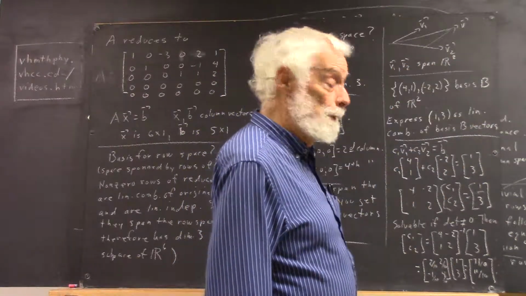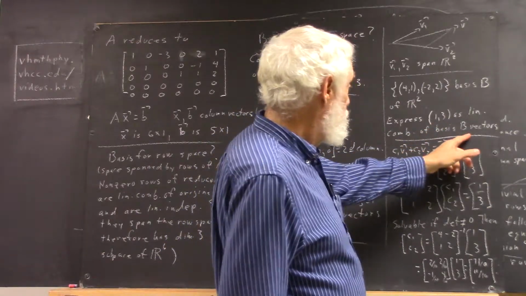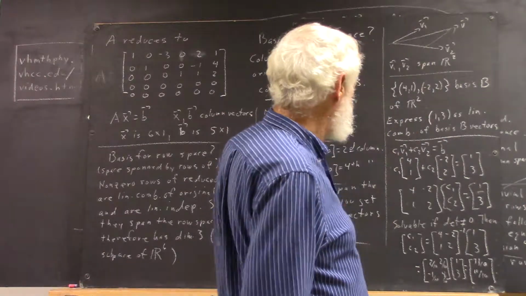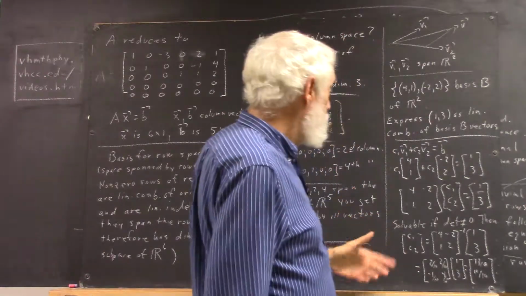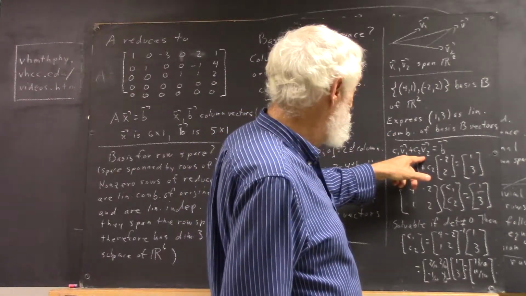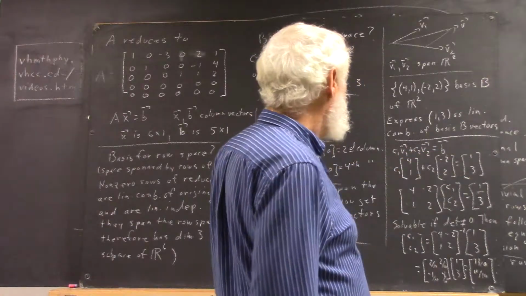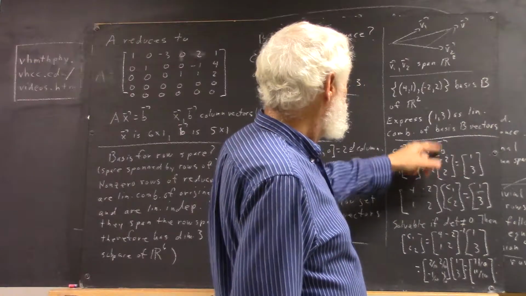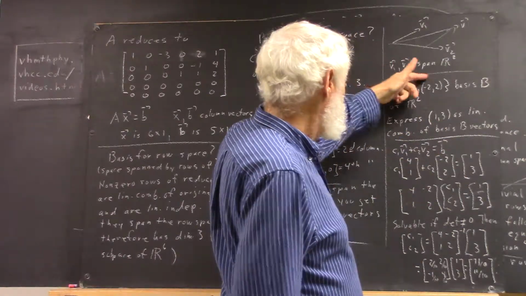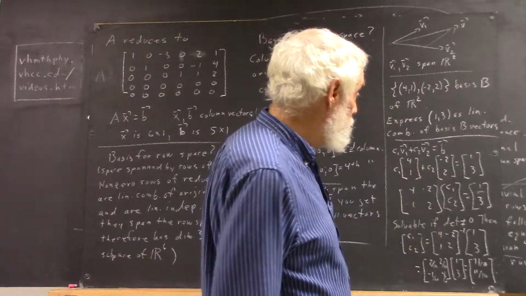Now, I want to express the vector 1, 3 as a linear combination of basis B vectors. In other words, a linear combination of these two vectors. Well, a linear combination of vectors v1 and v2 is c1 v1 plus c2 v2, and we're going to let that equal b, where b is the vector 1, 3, and v1 and v2 are the basis vectors. So that would be a linear combination of the basis vectors that add up to our vector b.